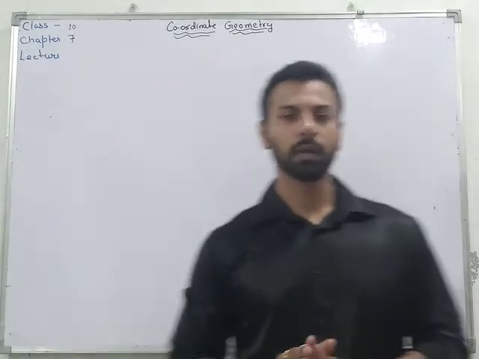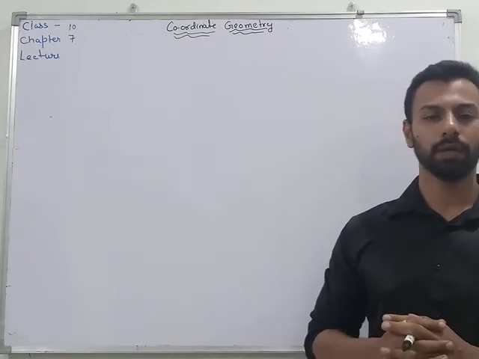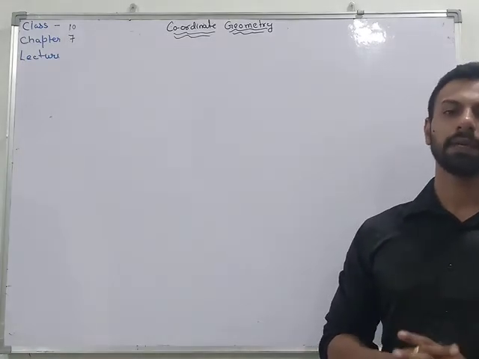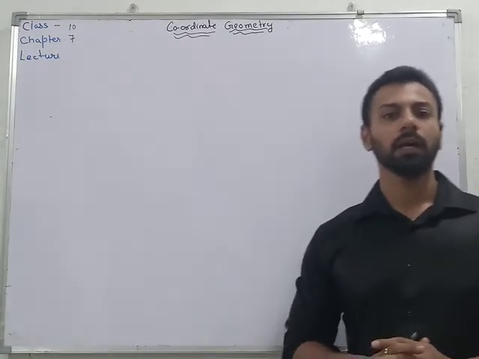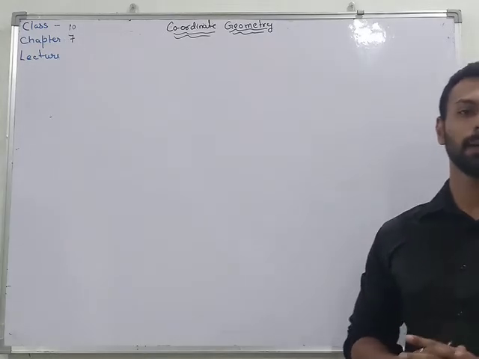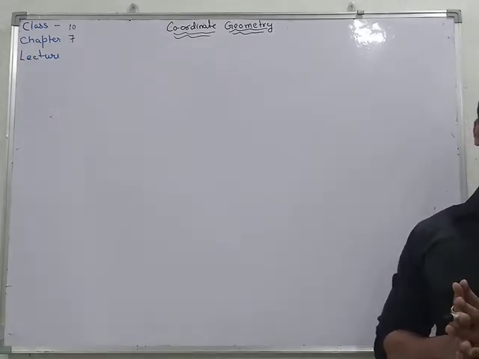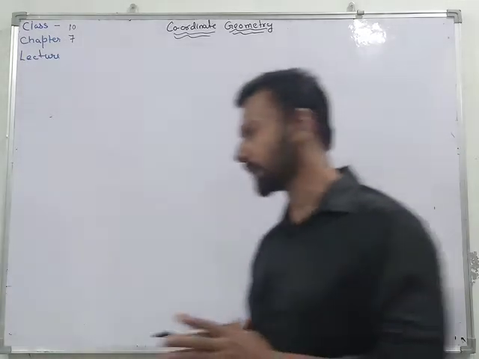Good morning, folks. I am Himanshu Dosani, and today we are continuing our lecture on coordinate geometry. In the previous lecture, we saw questions based on the distance formula and the section formula. Today, we are going to learn the formula for identifying the area of a triangle when the vertices are given. So let's start.